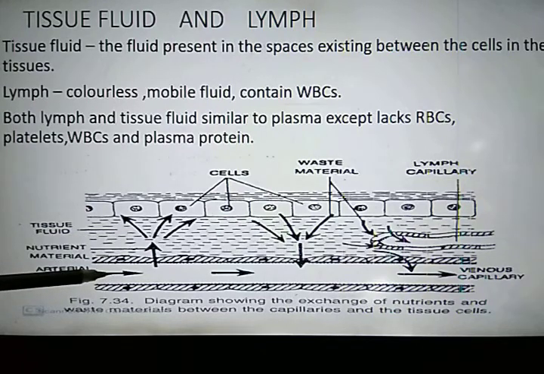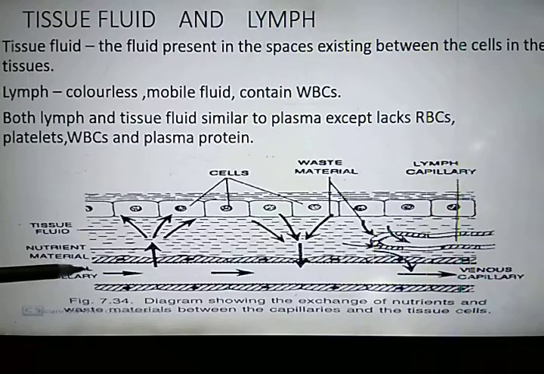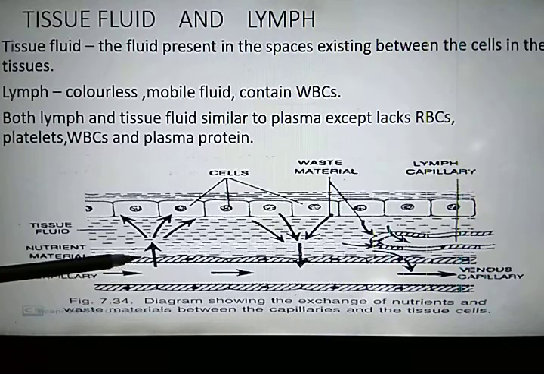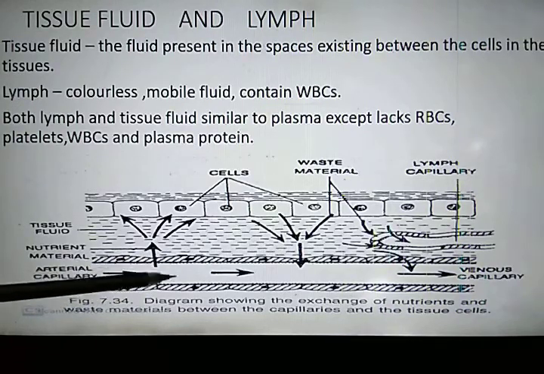This is the blood capillary. Why is arterial capillary written here? Arterial means which carries oxygenated blood to the tissue cell. Now the tissue capillary is very thin. It has one cell wall thickness. One cell thickness it has, its wall.